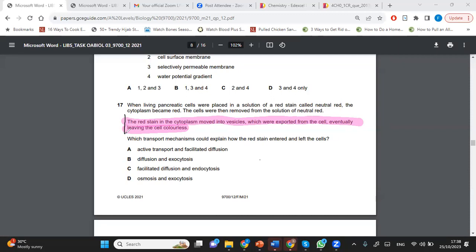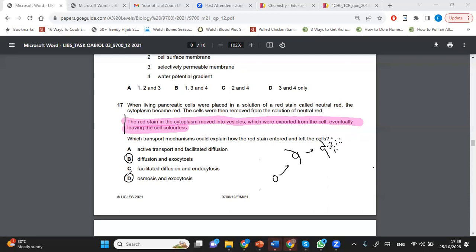It's exocytosis. So when you form vesicles and those vesicles fuse with the cell surface membrane, and allow the chemical compound to leave the cell, that is exocytosis. So the cell is leaving the cell with exocytosis, which means that it is either B or D. Now we have to figure out how it is going to be entering the cell.